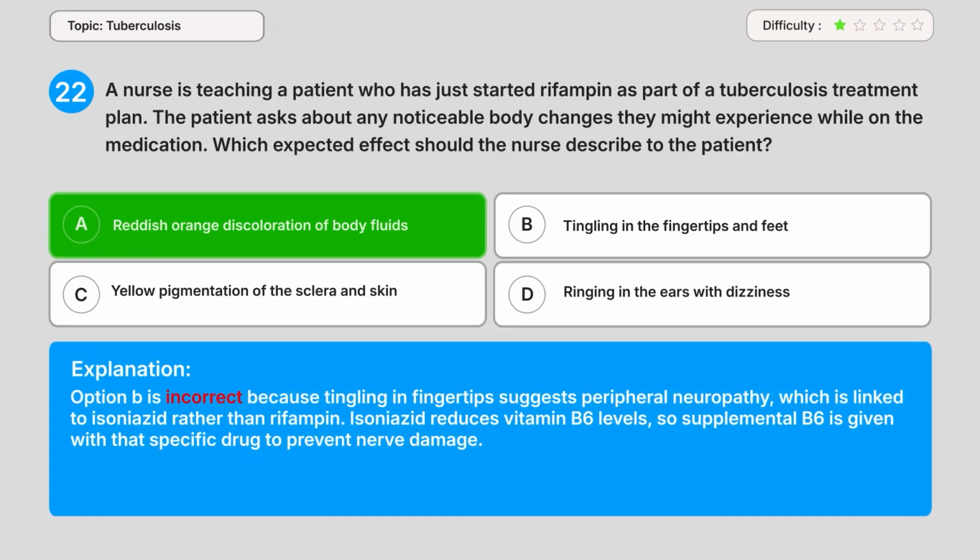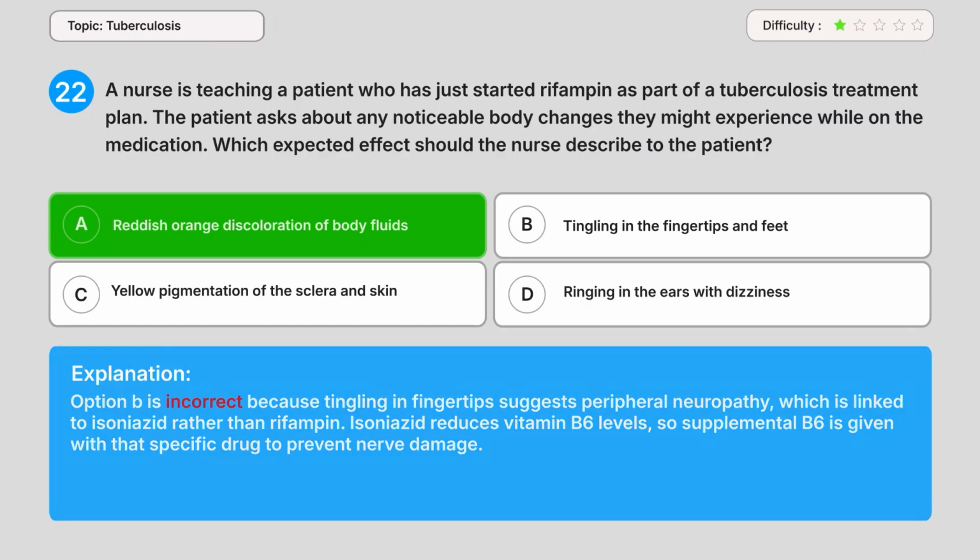Option B is incorrect, because tingling in fingertips suggests peripheral neuropathy, which is linked to isoniazid rather than rifampin. Isoniazid reduces vitamin B6 levels, so supplemental B6 is given with that specific drug to prevent nerve damage.